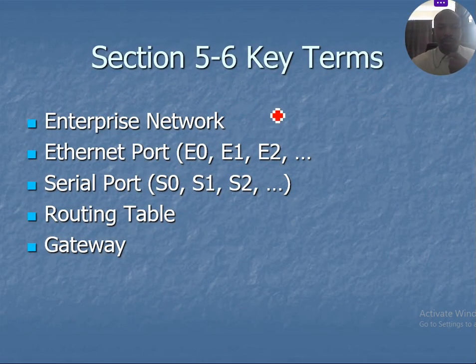At the end of this section, we've talked about the enterprise network. We talked about the Ethernet port and the serial port: when you're using a router, we use the Ethernet port, and when we're just connecting LANs, we can use the serial port. Then we talked about the routing table for determining the destination of the data packet, while the IP address is used to route data from one local area network to another. And then we talked about the gateway address.